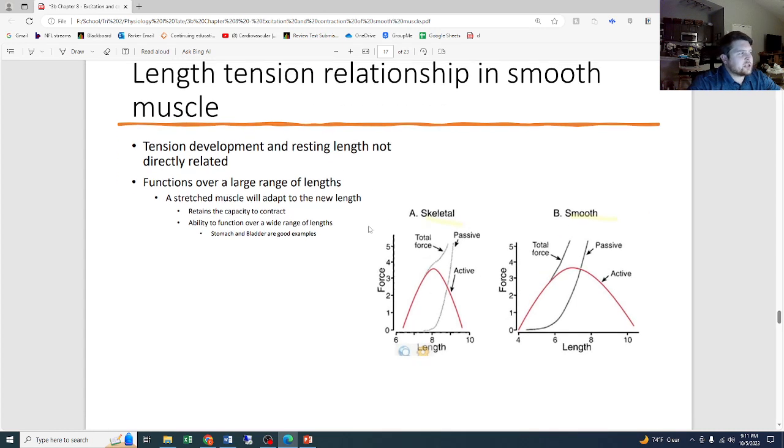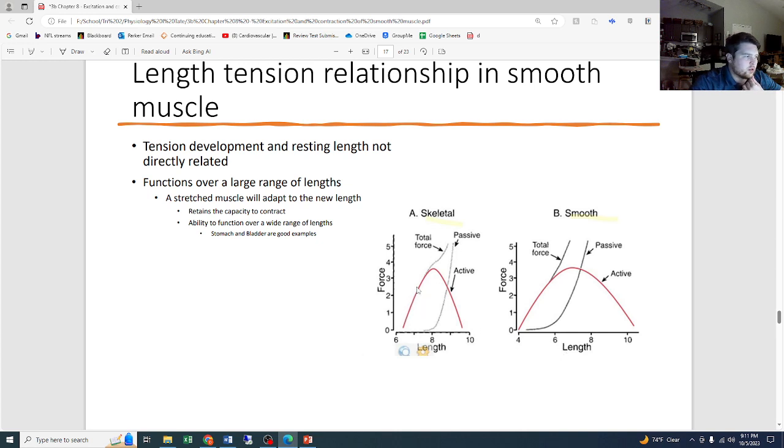The length-tension relationship in smooth muscle. So tension development and resting length are not directly related. They function over a large range of lengths, and a stretched muscle will adapt to the new length. This goes back again to how they can hold tension for long periods of time, and that doesn't bother them. They don't fatigue in the same way that skeletal muscle does.